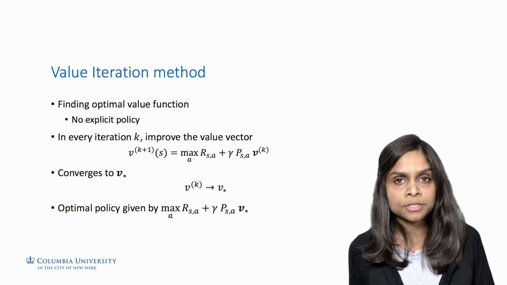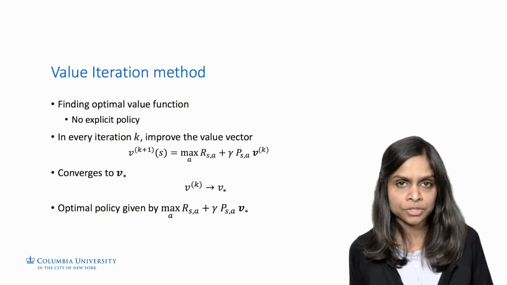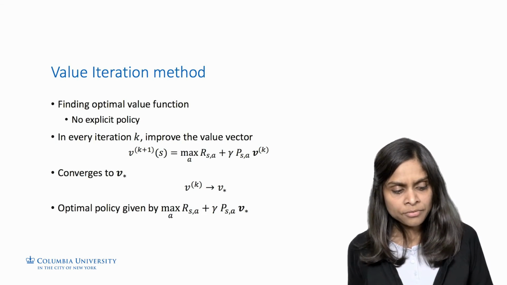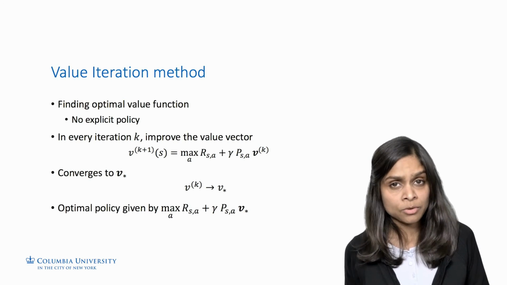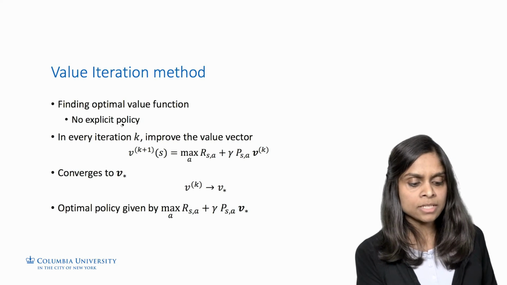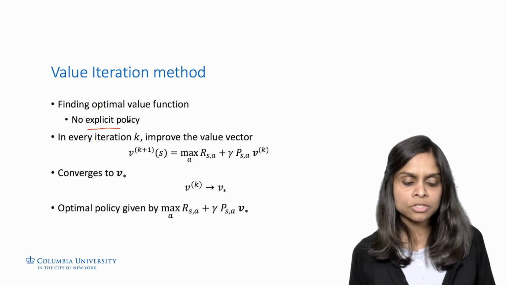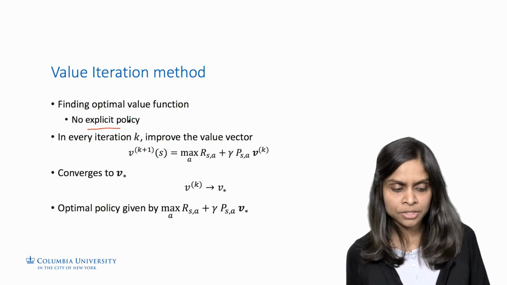Another iterative method based on similar ideas as the policy iteration method is the value iteration method. A main difference between value iteration and its counterpart policy iteration is that in value iteration there is no explicit policy being maintained. Instead, the focus is on finding the optimal value vector.